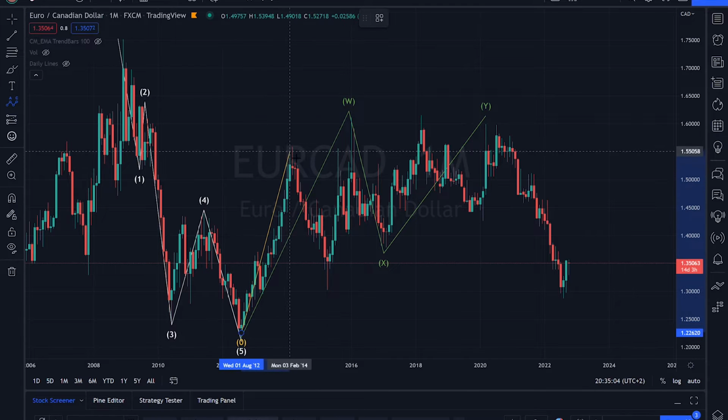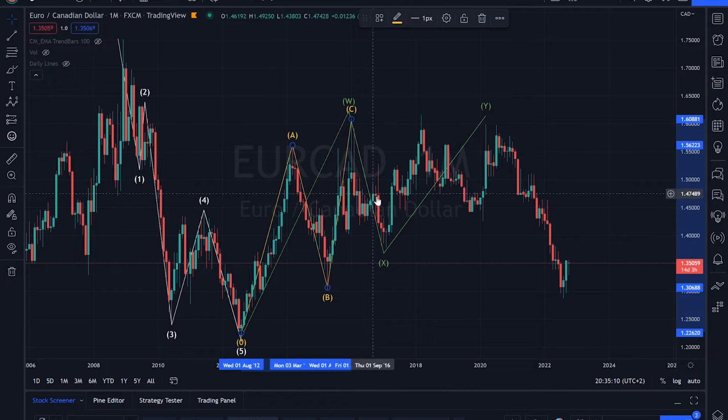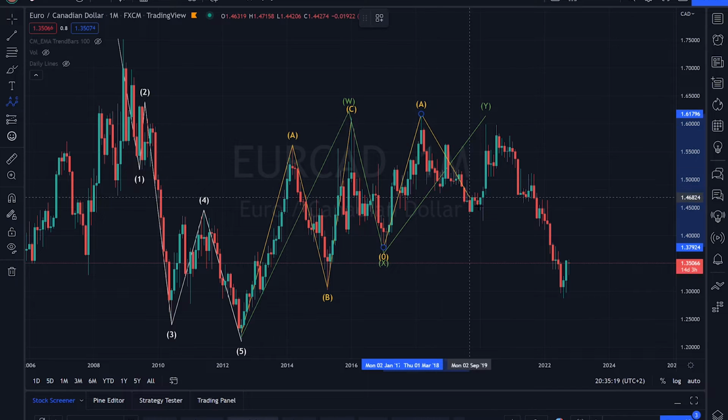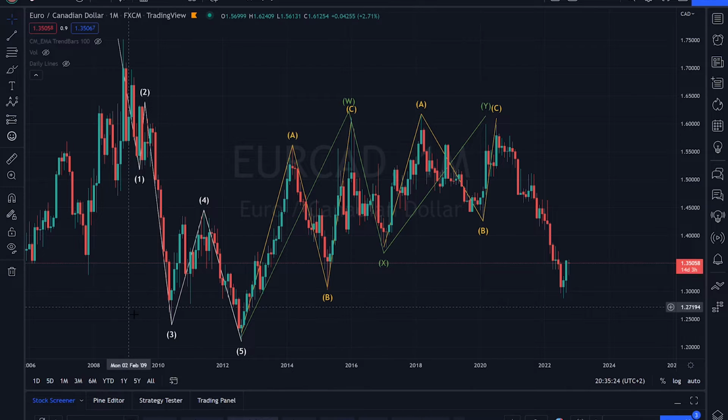So let's just put in an ABC here, A, B, C, and then we have this down move here, the X wave down, and then another 3 wave pattern within the Y wave, which would complete our 7 wave correction. So we have the WXY and within them an ABC, and then the X wave, and then another ABC. So if this is a complete cycle, it means that we've started a new trend, a new downtrend here.